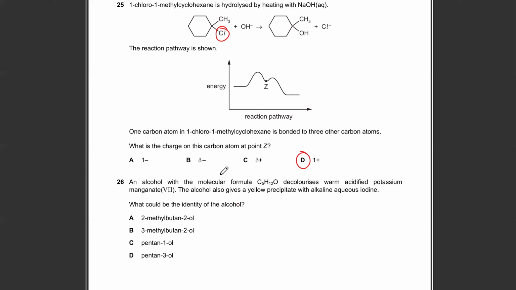An alcohol with the molecular formula C5H12O decolorizes when you warm it with potassium manganate(VII). So it's either a primary or secondary alcohol. It's also giving a yellow precipitate with alkaline aqueous iodine. So that means it's an alcohol which has a positive iodoform test. So it must have this thing. I mean, this structure must be part of it. So which one is it? The first one.